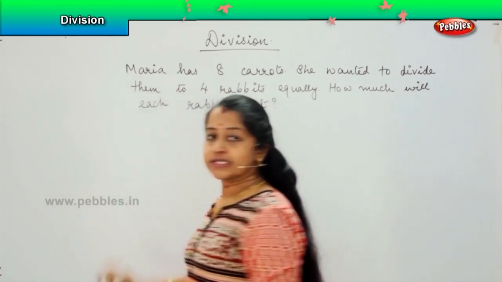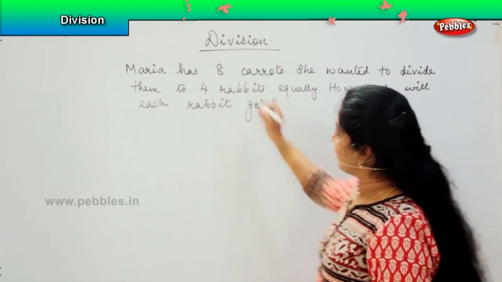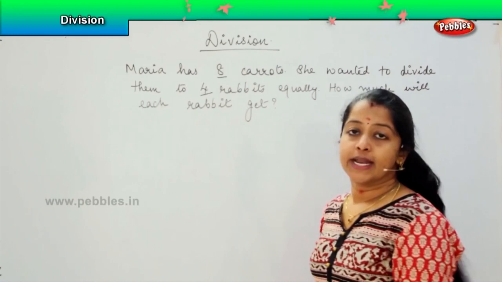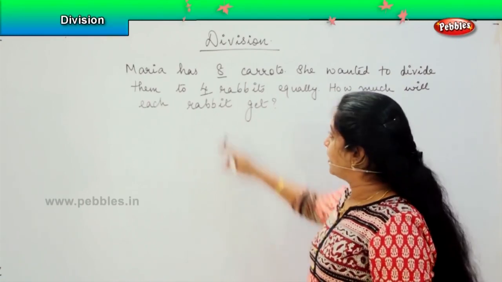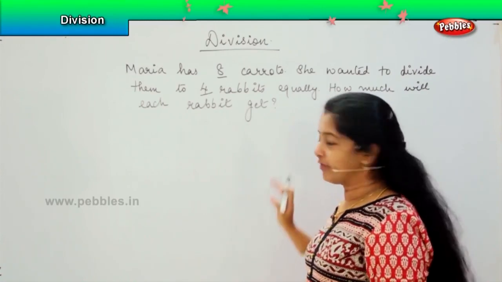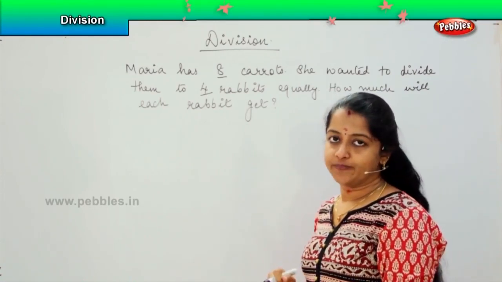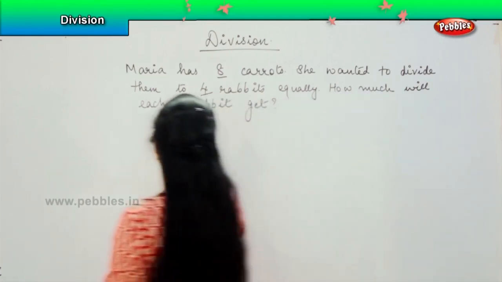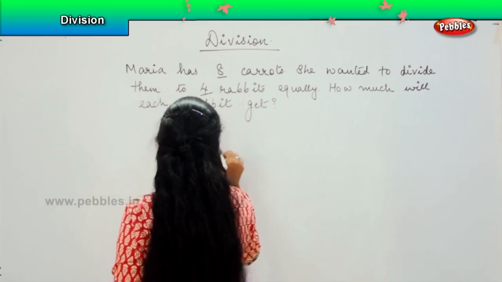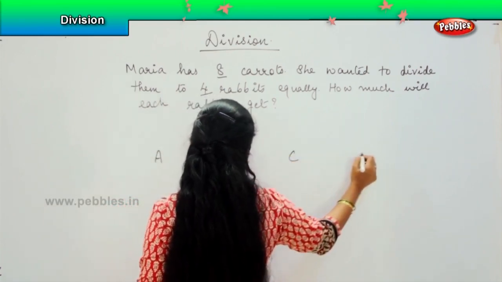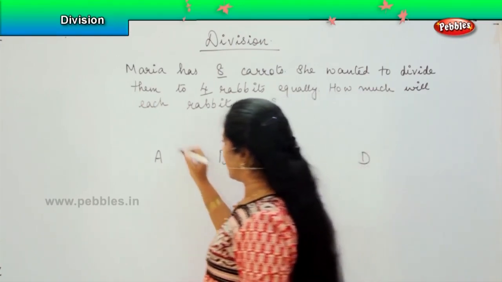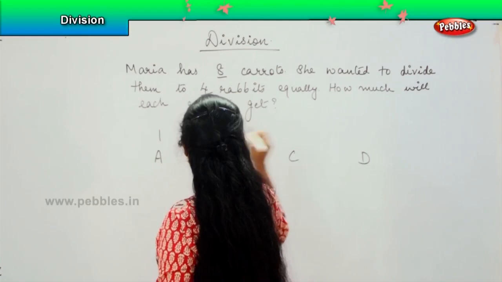Okay, so did you understand the question? Maria is having 8 carrots with her, okay, and she is also having 4 rabbits. Now, she wanted to divide these 8 carrots among these 4 equally so that none of them is having more or less. So, what am I going to do? First, let us assume that this is rabbit A, rabbit B, rabbit C and rabbit D, okay. So, first what she will be doing? She will be giving 1 carrot each.